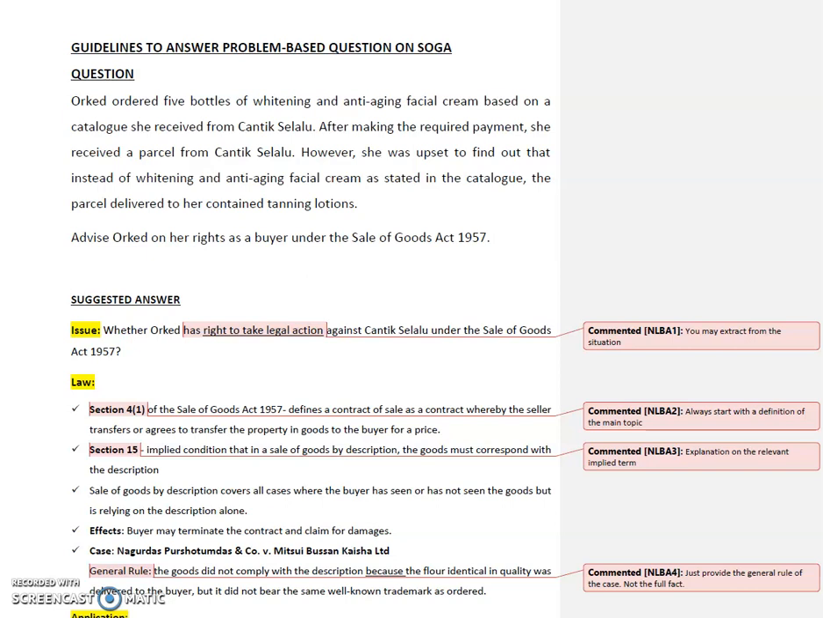Alright, today I'm going to guide you all on how to answer the problem-based questions on the topic of sale of goods. Before this, you have learned the systematic ways to answer the problem-based questions on contract law. Basically, under the sale of goods, we are still using the same formula of ILAC: issue, law, application, and conclusion.